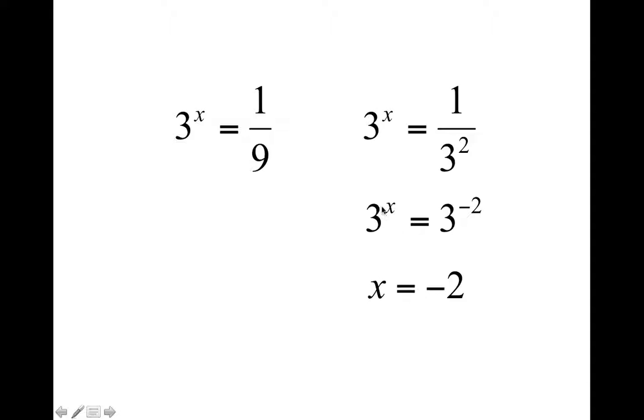So now again, imagine putting a negative 2 in here, then those are really equal. If you put anything other than negative 2 in here, these would not be equal to each other. So x is negative 2.